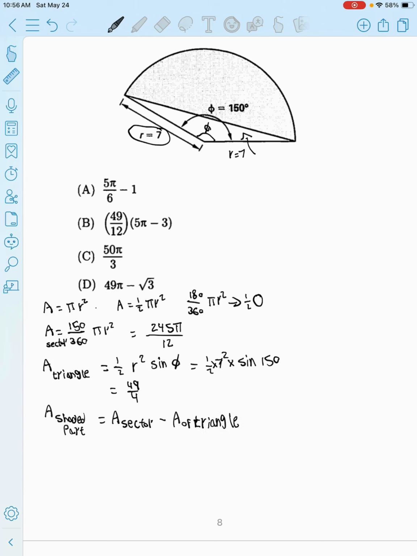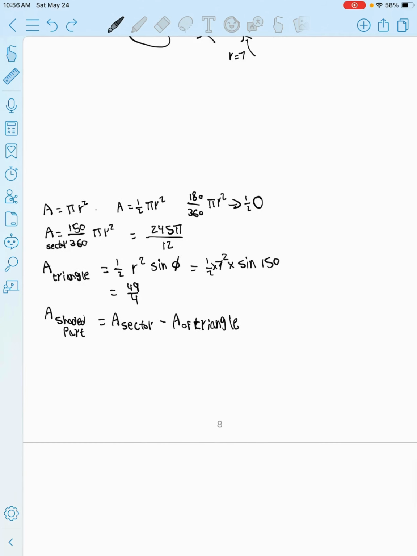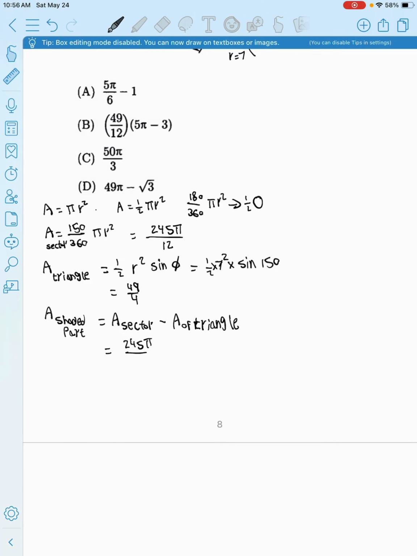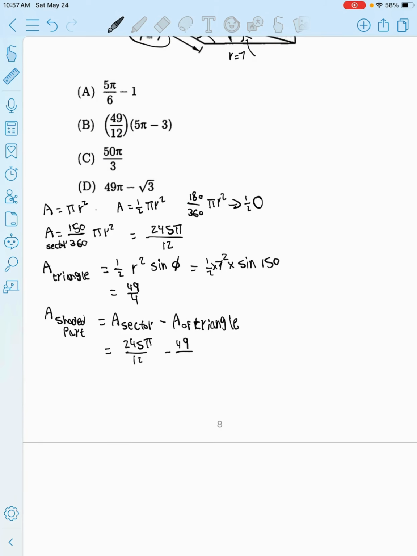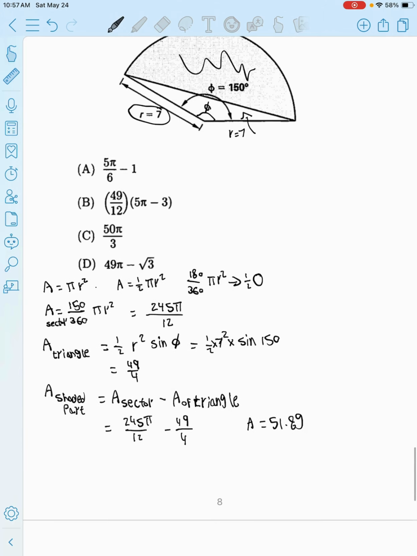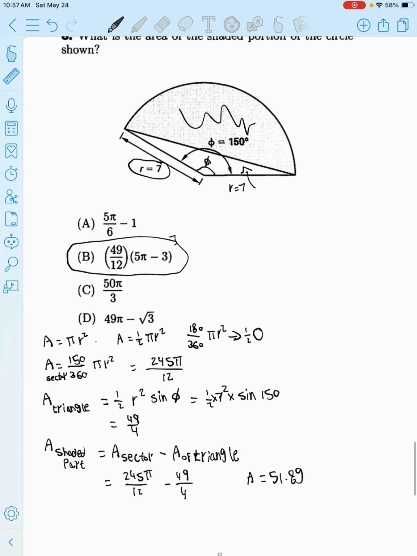Basically it's going to be 245 pi over 12 minus 49 over 4. Do it by the calculator, and the area equals 51.89. You go to the options and see which one gives you the same number, which is going to be B. That is the longer way, but it is the simplest way that you might think of in an exam, if you don't remember the equation that I will give you now, which can solve this problem really fast.